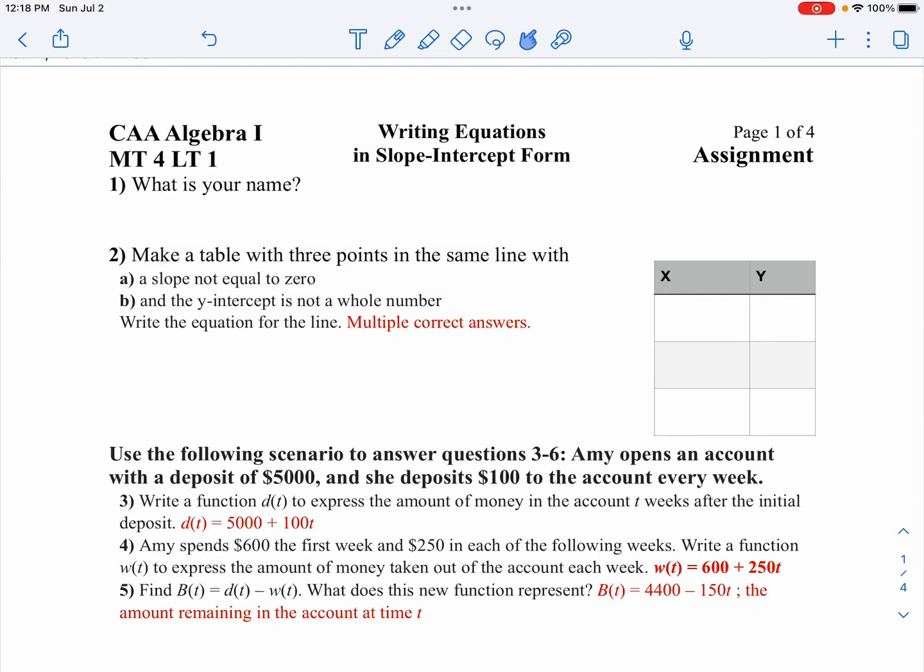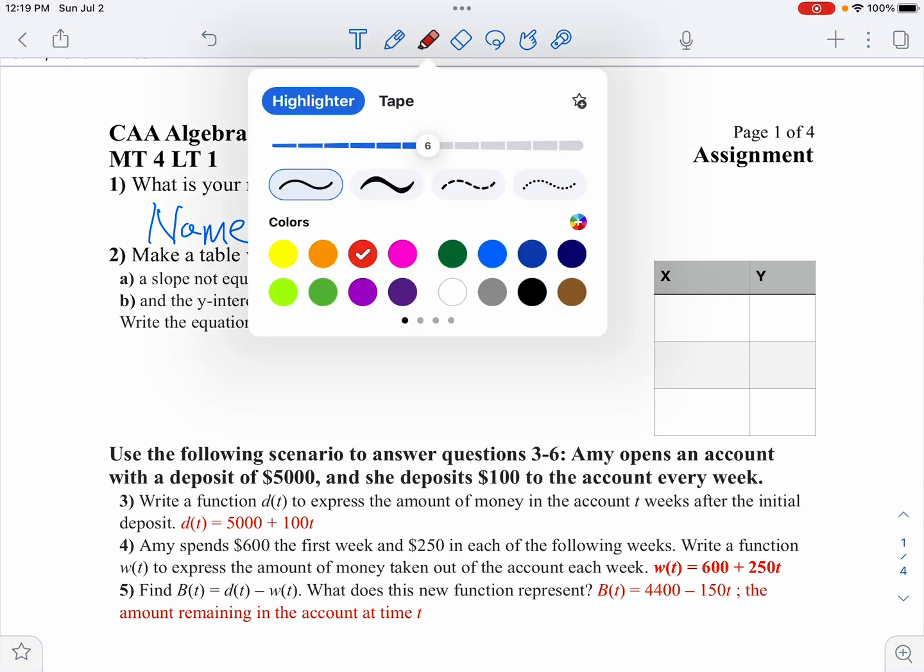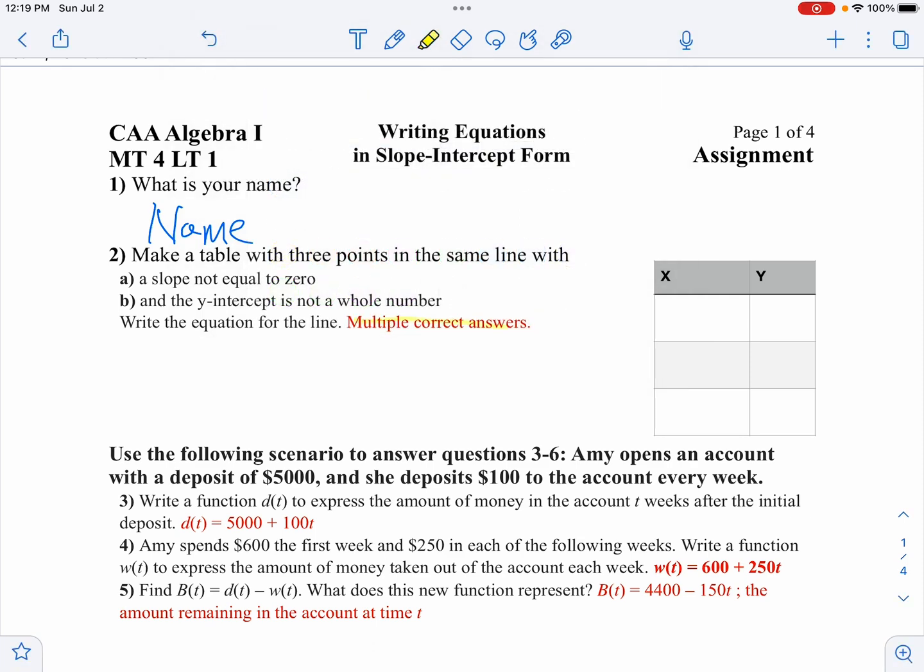If we take a look at your LT1 assignment, don't forget your name. Important. Okay, on question number 2, you'll see there are multiple correct answers. So I'm not going to give you one single answer here, but make sure your slopes are the same, or your change in y's are the same when you do this, because it can't be 0.